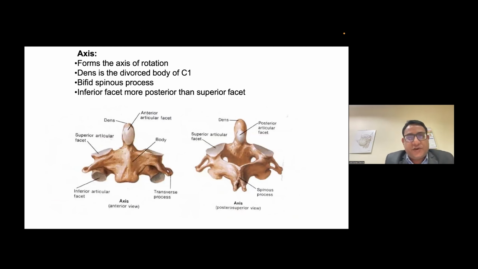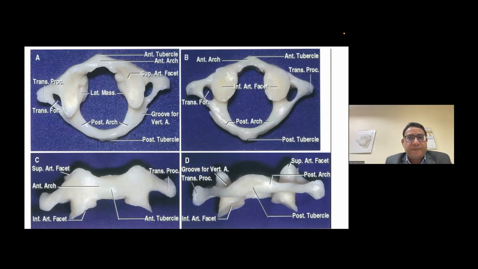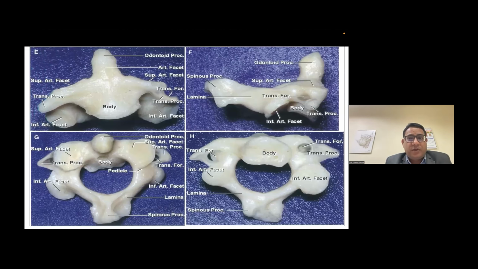So the axis is also an atypical vertebra because there is a dens and its spinous process is quite large. And here we can see the superior articular facet which articulates with C1, and the dens which joins with C1, and this we can see the inferior articular facet. So these are some more views of C1 and C2, the superior point of view and the inferior point of view.